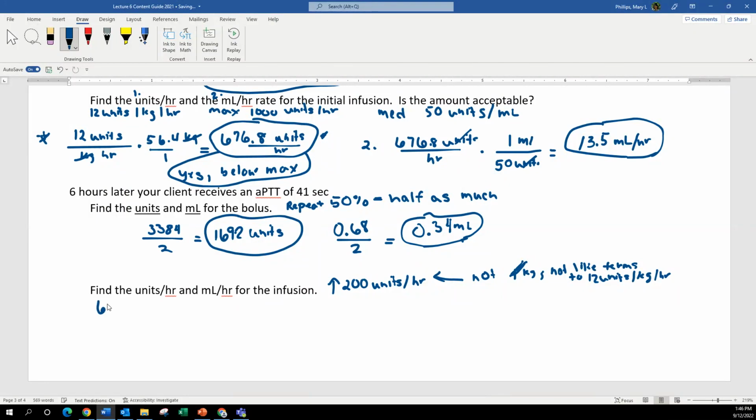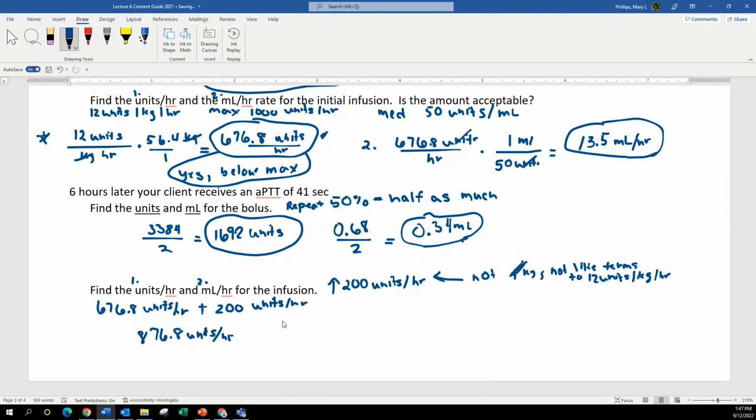So I'm going to take 676.8 units per hour, which was the initial infusion. And to increase it, I will add 200 units per hour. And so they do have matching labels, so that is legitimate to add them. And that gives me 876.8 units per hour, which is an increased dose that has increased by exactly 200 units per hour. So that answers this first part, but they also asked me for milliliters.